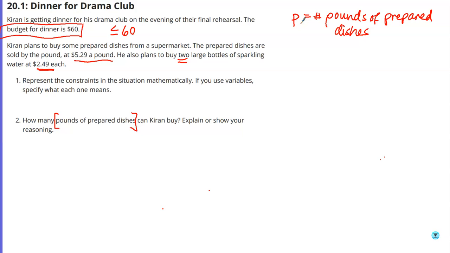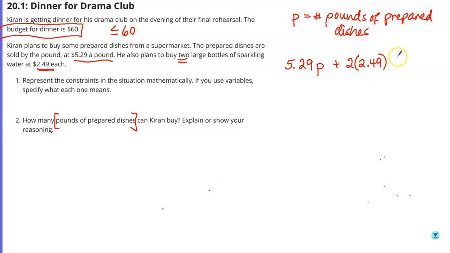So what do we know? We know that each pound, each prepared dish, is $5.29 a pound. So we're going to take the price times the number of pounds. That's pretty normal. We've been doing that a lot. And then we have to add the 2 bottles of sparkling water, which are each $2.49. So I'm going to do that in my calculator in a second, but for now, that's me showing it. So I did 2 of those, and they're each $2.49. So I'm adding them together. That's going to be my total.